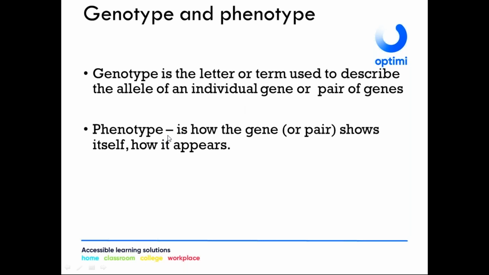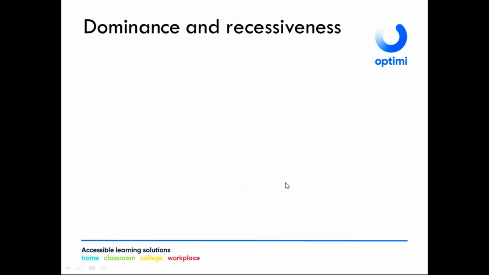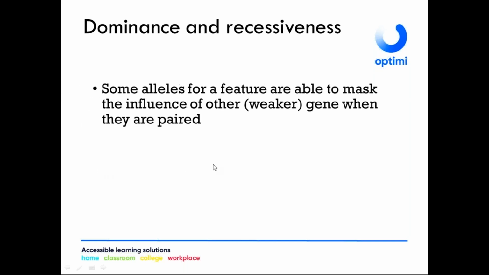A phenotype is how the gene shows itself or how it appears. So what we observe from the outside is called a phenotype. The genotype is the representation of the genetic makeup using letters. The phenotype is what we observe from the outside. It is how the gene shows itself from the outside. We're going to look at examples in the next slide.